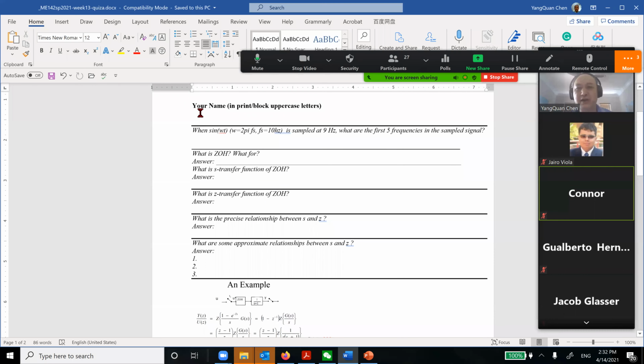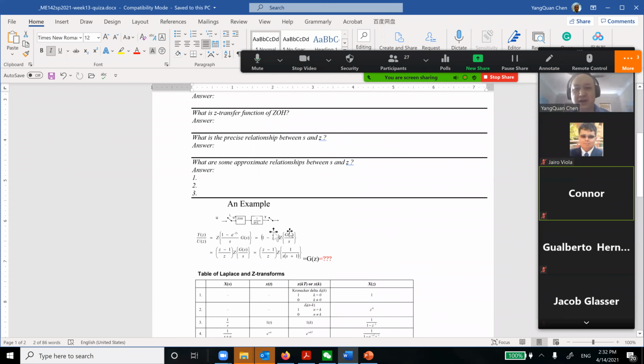The first quiz question: you have a sinusoid, sine omega t, where omega is 2 pi fs, and fs is the sampling frequency of 10 hertz. Then you sample at 9 hertz. What are the first 5 frequencies in the sampled signal? We are working on that one with you, and later on, all these questions are easy to answer.